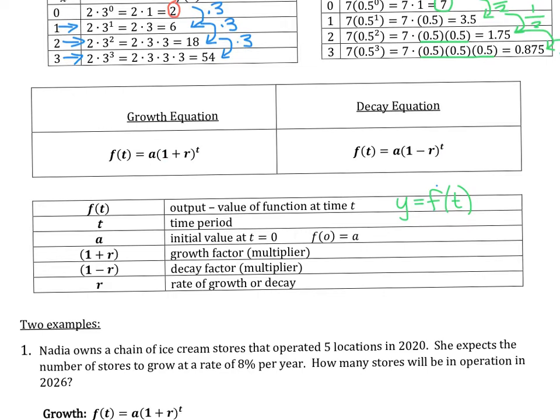Your A value is your initial value. What is the value at time equals 0? Well, the value of the function at time equals 0 is going to be your A value. Then you have your growth factor and your decay factor. So notice your growth factor, you're adding the rate of growth, and then your decay factor, you're subtracting the rate of decay. So I'm just going to show you how these work down below in 2 different examples.